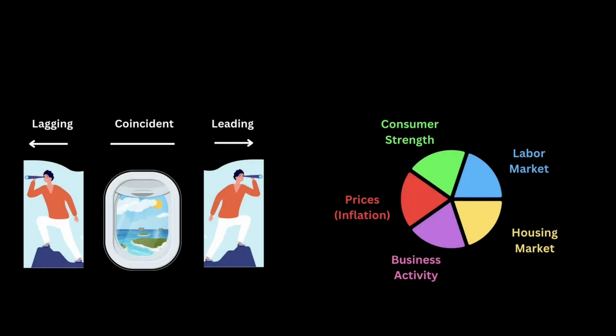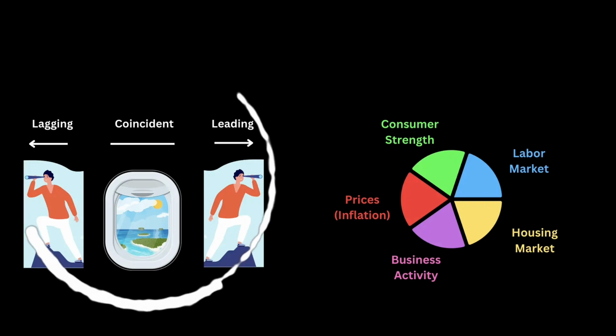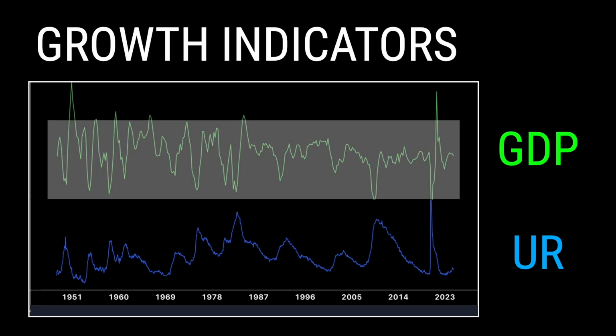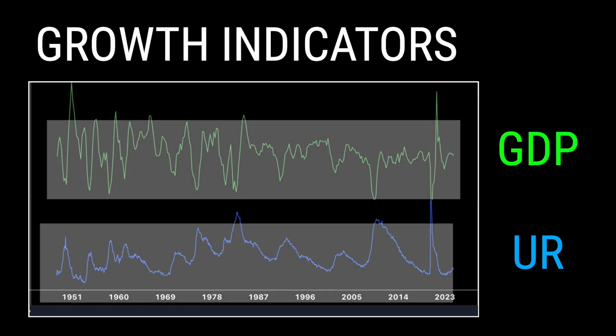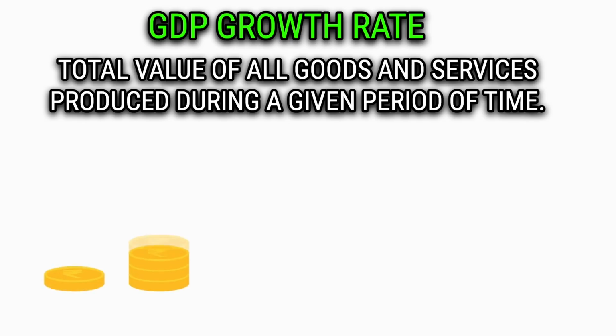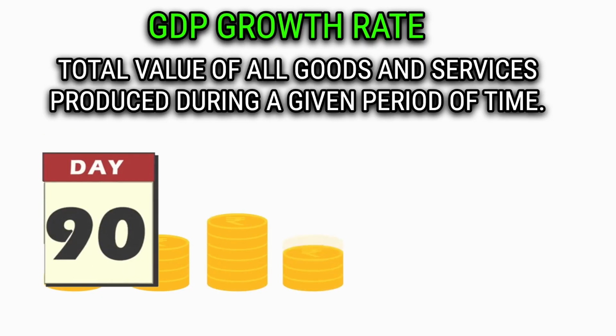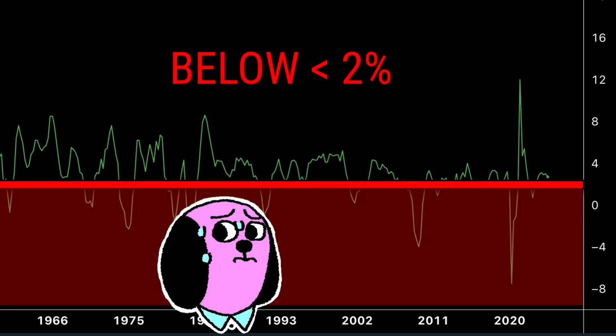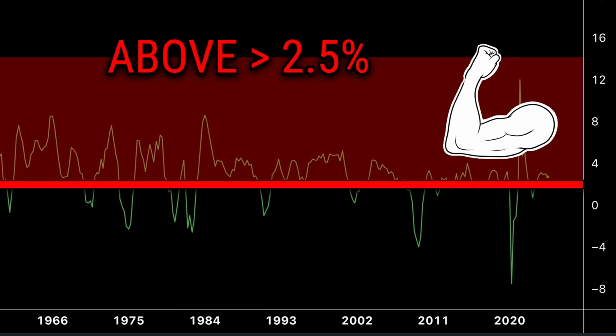So first, we're going to start with the leading and lagging indicators for growth and inflation. The two major indicators for growth are the GDP growth rate and the unemployment rate. GDP measures the total value of all goods and services produced during a given period of time. The average GDP growth rate is around 2 to 2.5%. Anything below that causes a little bit of worry, and anything above that is considered strong.